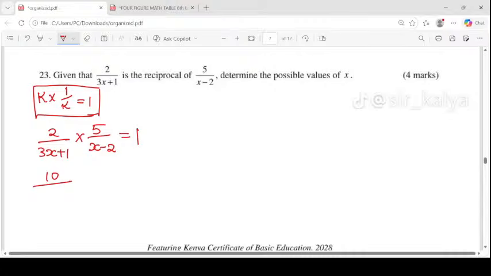So let me have here 3x plus 1 then times x minus 2. This should give me 1. Let me cross multiply. No, let me cross multiply. I'll have this as 10 is equal to 1 into 3x plus 1 times x minus 2. That way.